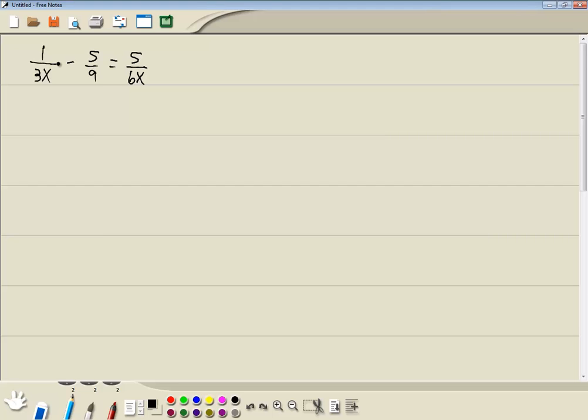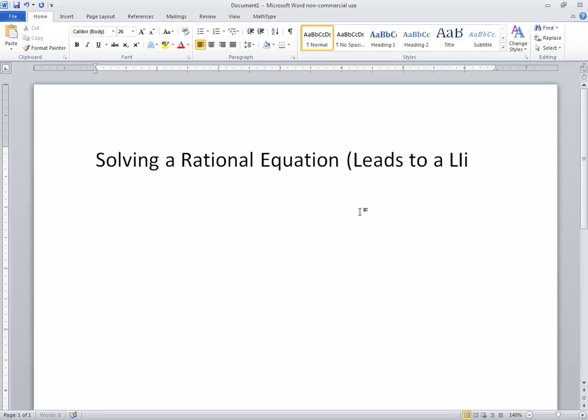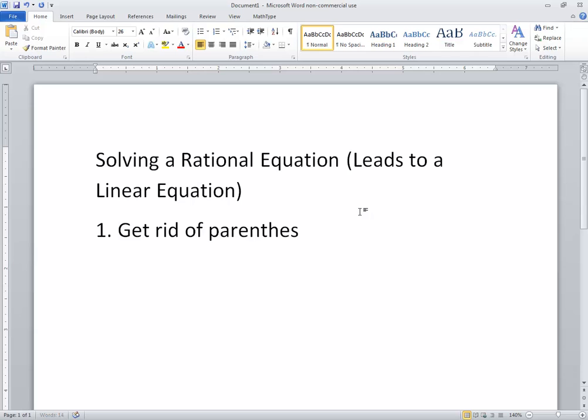Let's review our steps for solving a rational equation. And this is specifically a rational equation that leads to a linear equation. You handle it a little bit different if it leads to a quadratic equation. Step 1. Get rid of parentheses. Step 2. Get rid of fractions.